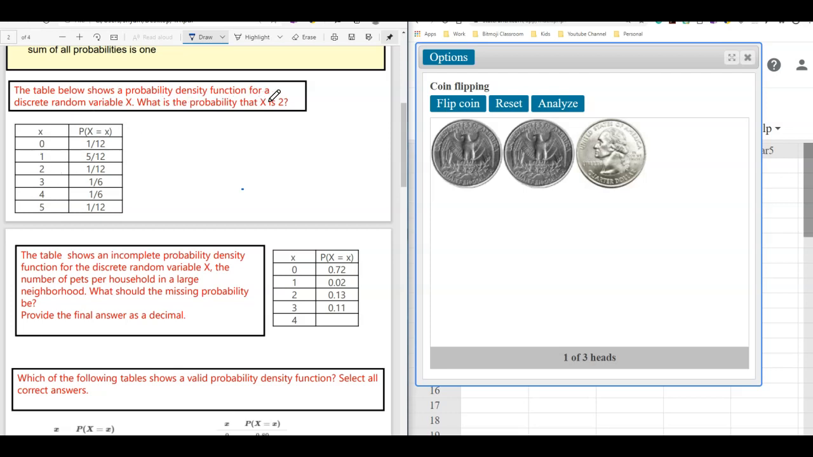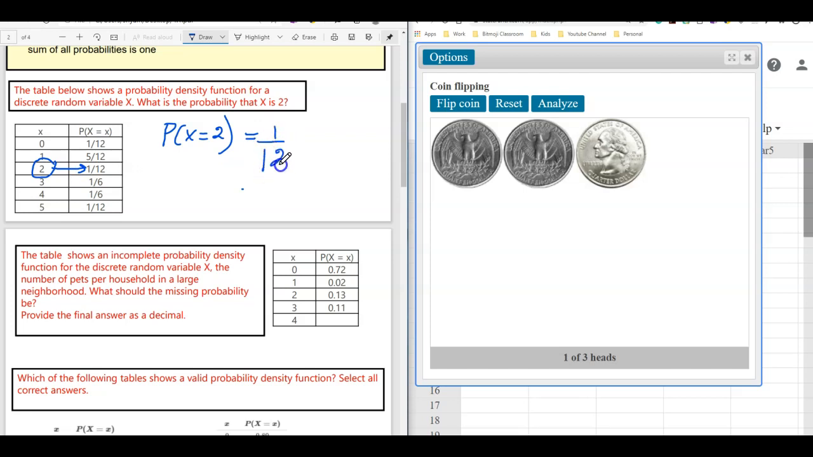And what is the probability that x is 2? So they're saying, what is the probability that x is 2? Now I'm going to go ahead and see where my x is 2. That is 2. What's the probability? 1 over 12.